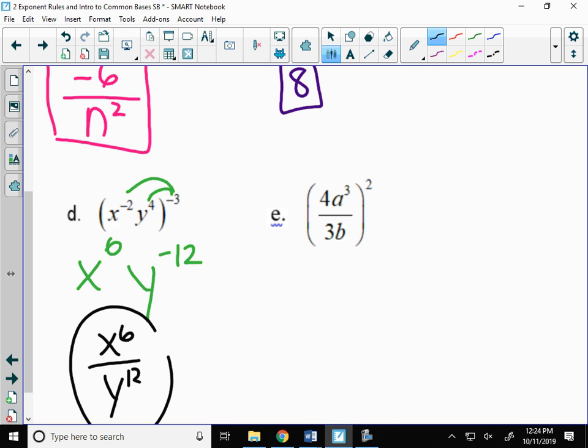Last one. Same kind of thing, only what do I do with the 4? You have to square it. So that's going to be 16a to the 6 over 9b squared. Oh, it's been a while, hasn't it?